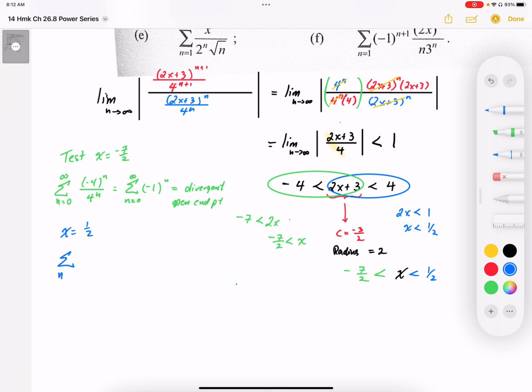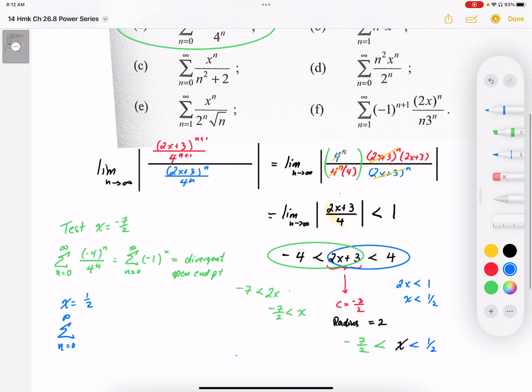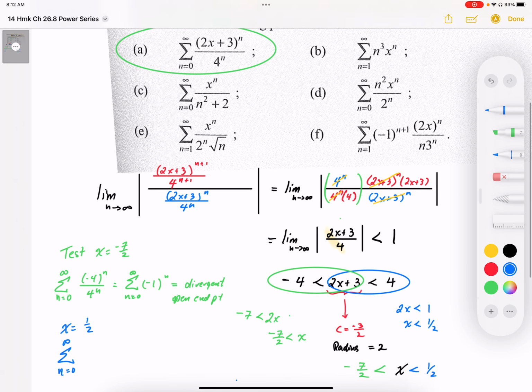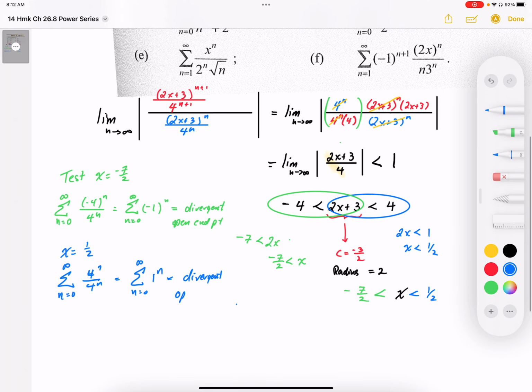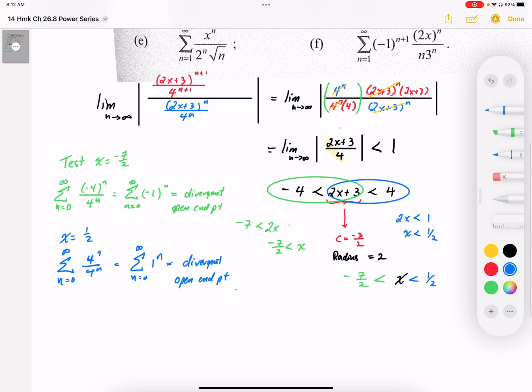My series now looks like this, n equals 0 to infinity. When I plug 1/2 into there, I get 2 times 1/2 plus 3 is 4. So we get 4^n over 4^n. This simplifies to just 1^n, which is really just 1. This again is divergent. Okay, so this is another open endpoint. So that means that it's not equal to that endpoint of 1/2. So we're going to make sure we keep that out of there.